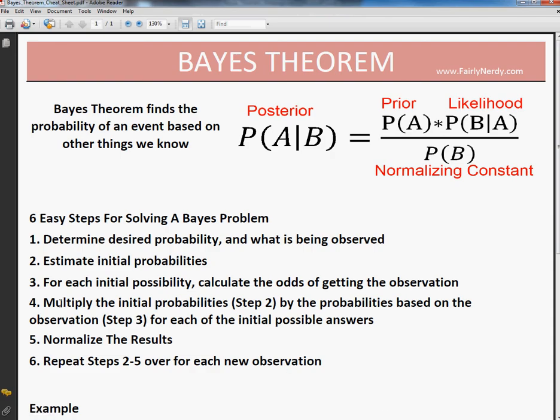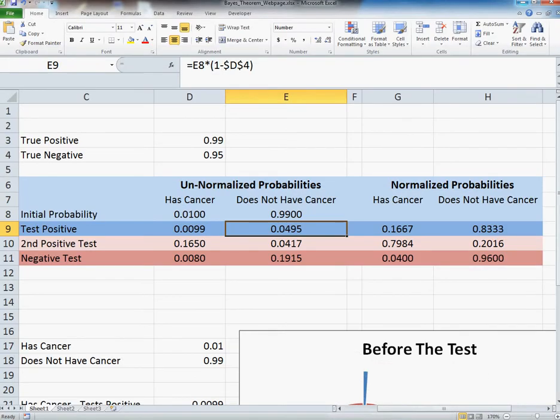So the next step, step 4, is to normalize the results. When we normalize the results, we see that the chance that they actually have cancer, given one positive test, is only 16.7%. The chance that they don't have cancer, given this one positive test, is still 83%. That's fairly surprising if you didn't use Bayes' theorem, because you have this 99% accurate test, but you still have an 83% chance of not having cancer. So what's going on? Why doesn't that match our intuition?